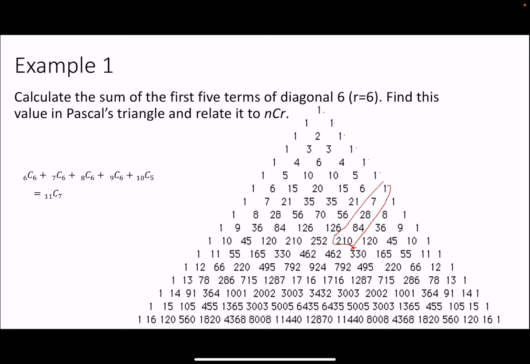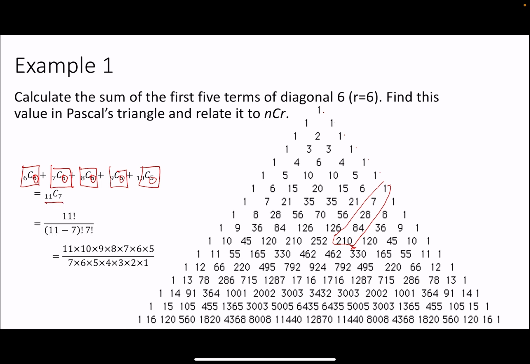It's the same thing as choosing, look, when R is 6, right? The first 5 terms. So if I have 6 items, I choose 6. I have 7 items, I choose 6. 8 items, I choose 6. 9 items, I choose 6. 10 items, I choose 6. The answer is 11 choose 7, which is equal to 330. Which is the same thing. If I drew Pascal's triangle, I could just find it that way instead of doing the calculation. You'll find this useful later on. It's the same thing right there.